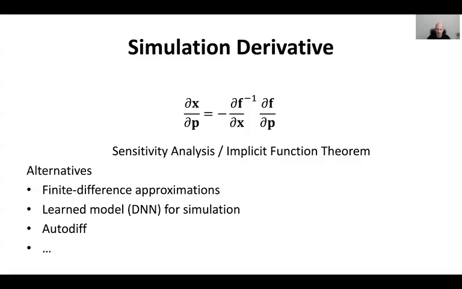An alternative here would be to use a learned model, for example, using a deep neural network for the simulation. And then if we have this deep neural network, we have that in closed form, and we can take the derivative of it. So that would be an alternative. Of course, we first would have to train it on a number of simulations. And then the question is, how well does that generalize to different types of simulations?